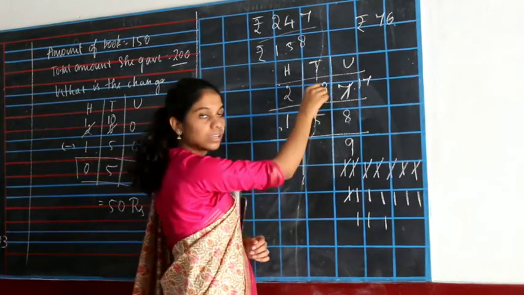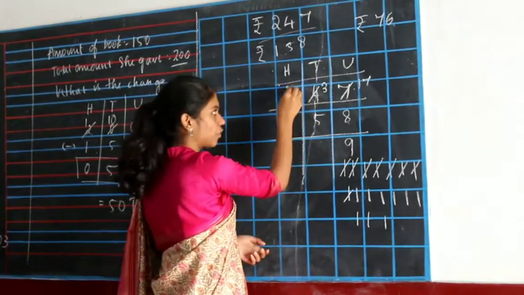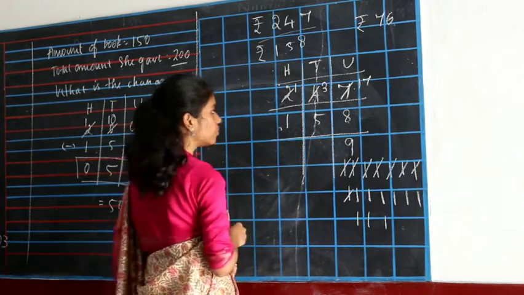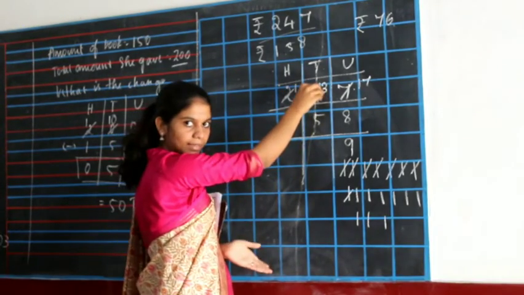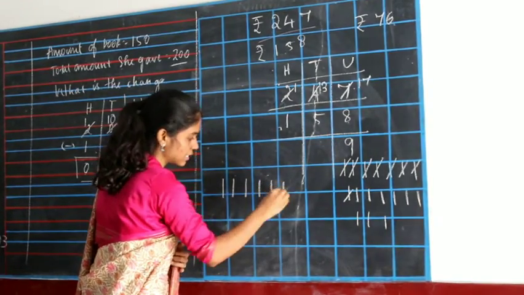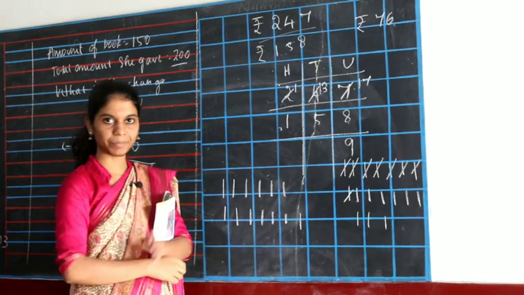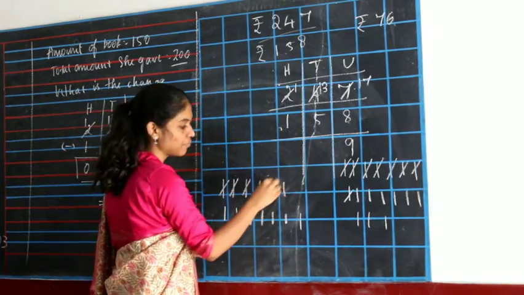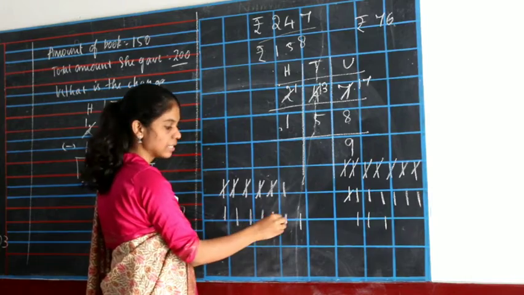Now here see, here you have 3 and here you have 5. So what will you do? You will borrow from the previous one. If you borrow from here, then you will get 13 here. Okay, so if you subtract 5 from this 13, 1, 2, 3, 4, 5. Remaining 1, 2, 3, 4, 5, 6, 7 and 8.